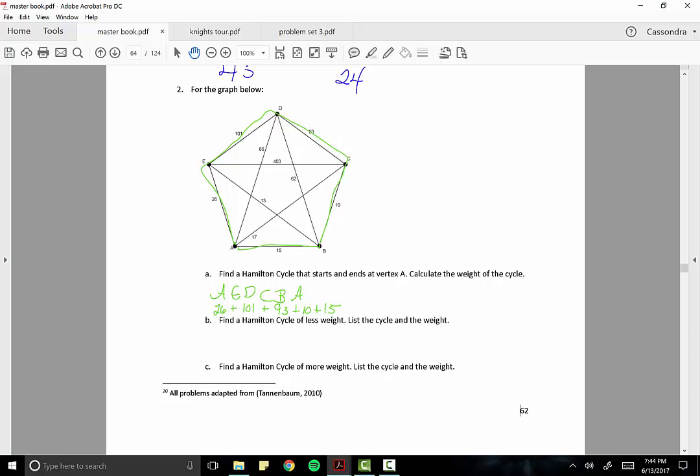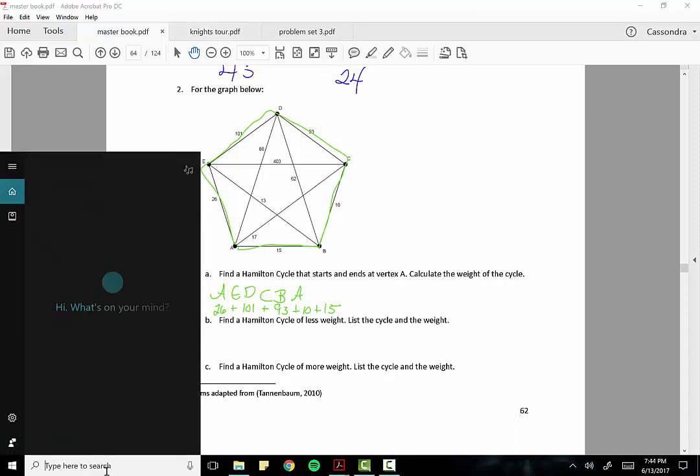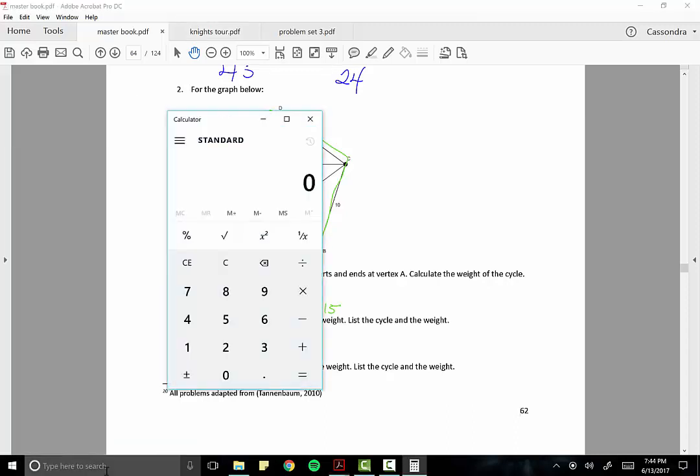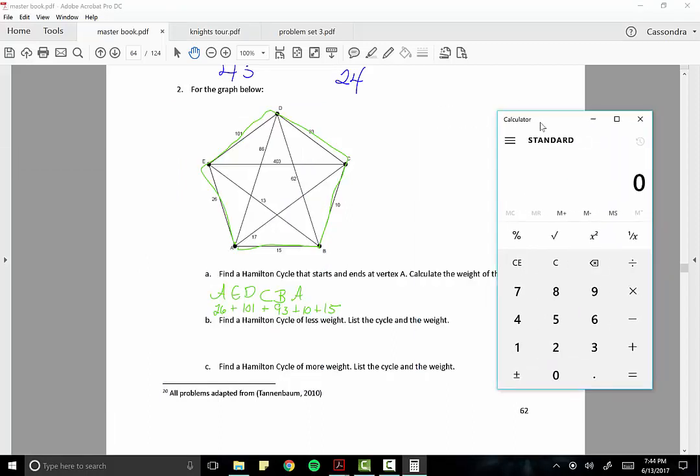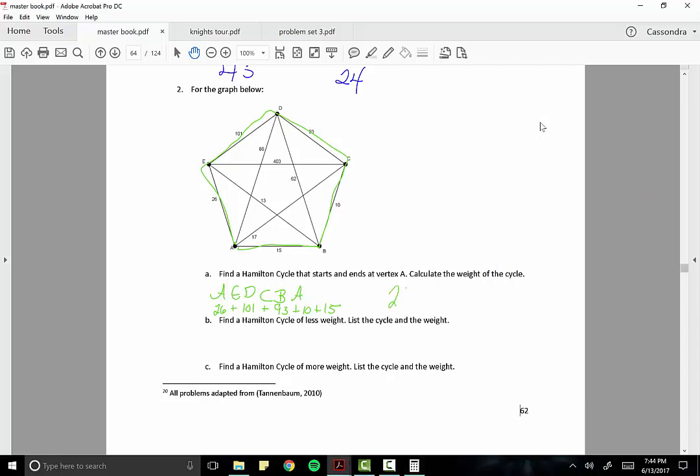I'm not even that talented to do that in my head. 26 plus 101 plus 93 plus 10 plus 15. That's 245. Now, you might have found a different one. That's okay. Find a Hamilton cycle of less weight. List the cycle and the weight. So I want to find one that weighs less than that.